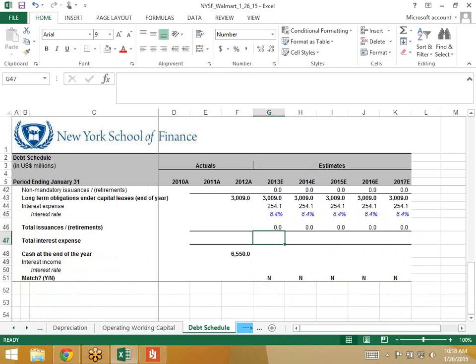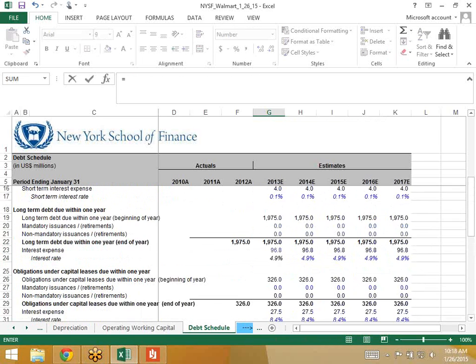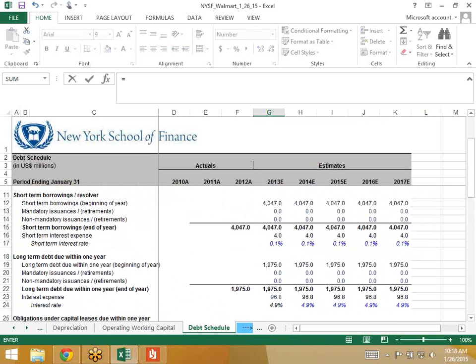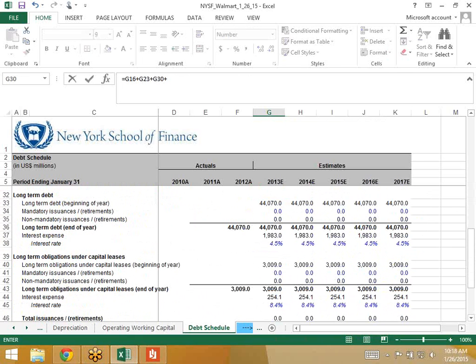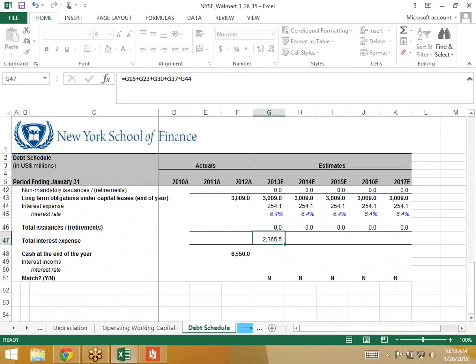And we want to do the same for interest expense, right? Interest expense is a sum of each level of interest expense, the short term, plus the long term due within 1 year, plus capital lease obligations, plus the long term debt interest, plus the capital leases. Copy that to the right.